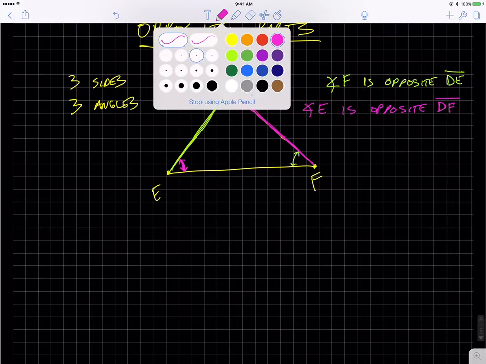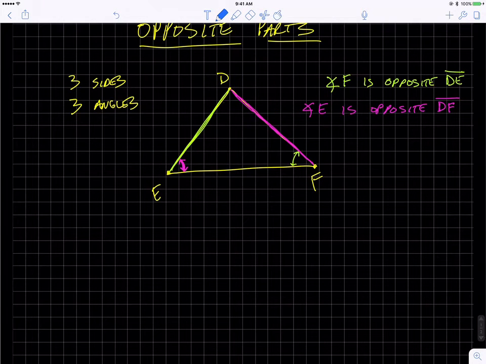And then lastly, angle D, this opening, is opposite this side here. So angle D is opposite side EF. And again, vice versa. You could say side EF is opposite angle D.